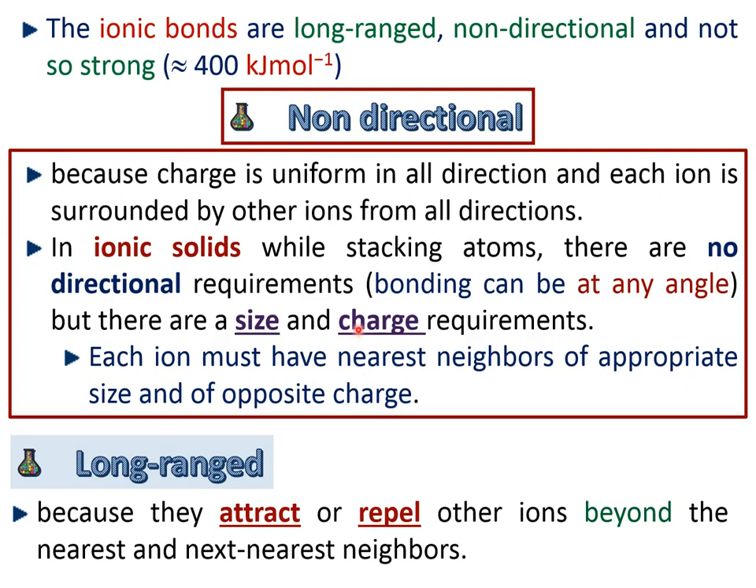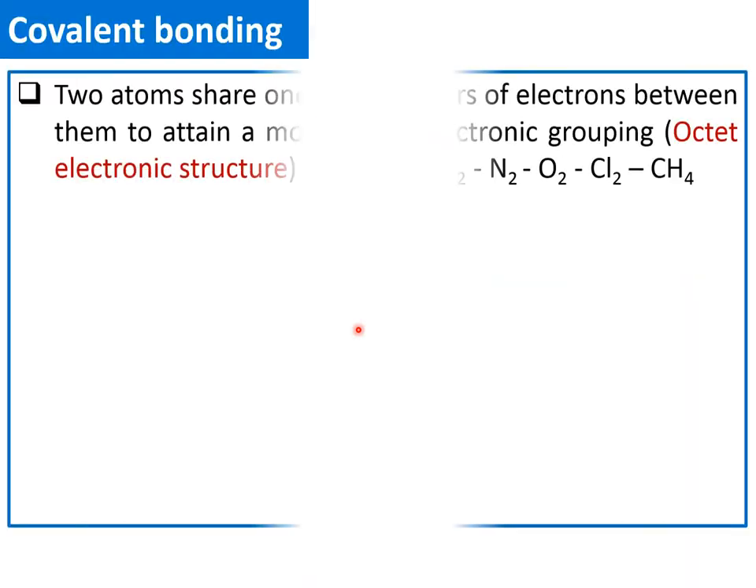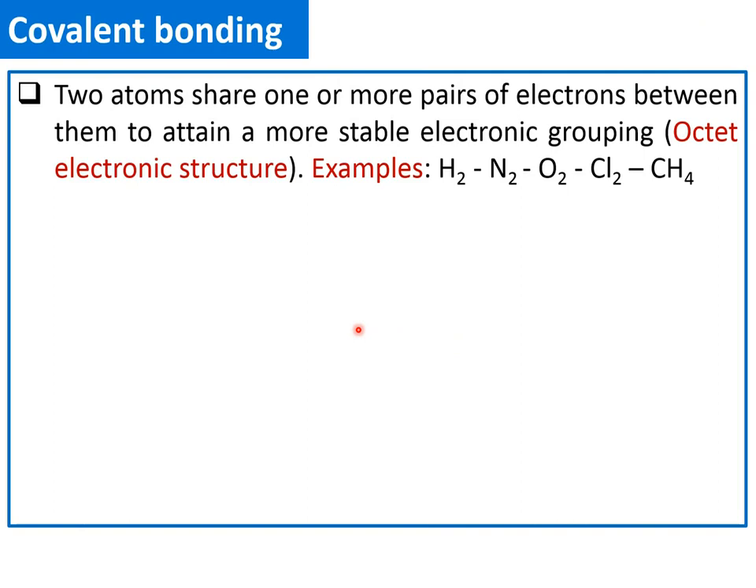How about the covalent bond? The covalent bond is based on the sharing of electrons between two different atoms. Sharing of electrons, not donation, okay? It is basically sharing: one pair of electrons, or two pairs, or three pairs, and based on that, we will have a single bond, a double bond, and a triple bond.